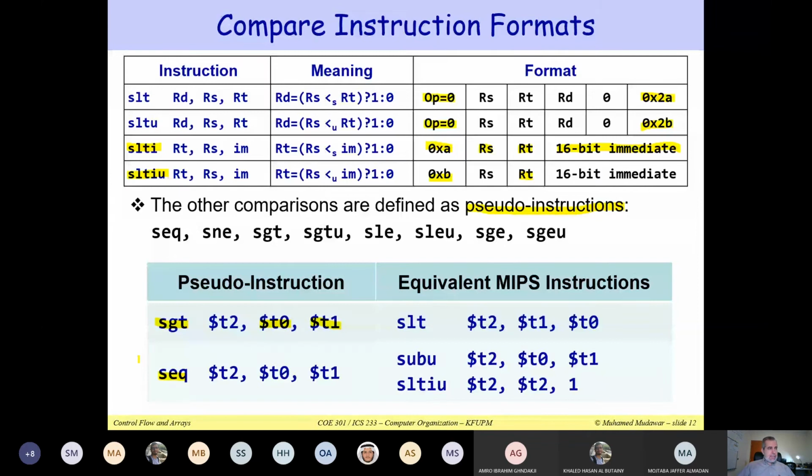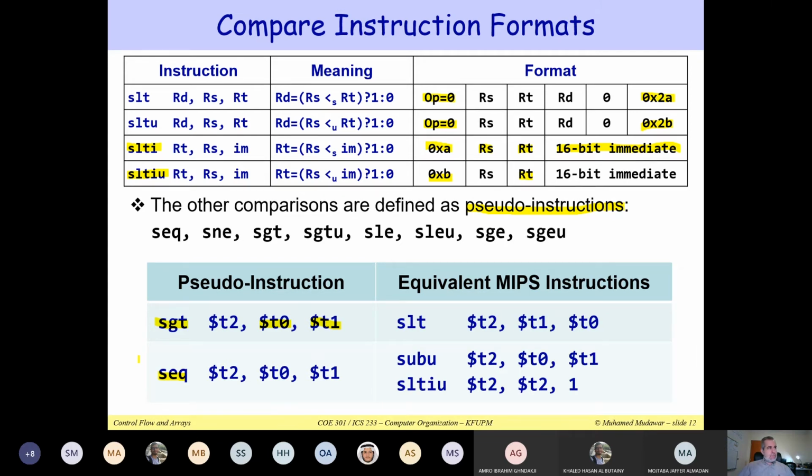So in other words, if the result in T2 is 0, then they are equal. Then the set less than immediate unsigned will find that 0 is less than 1. So put 1 in T2. So change it from 0 to 1. The set less than immediate unsigned.